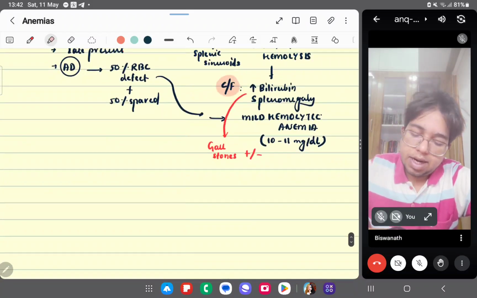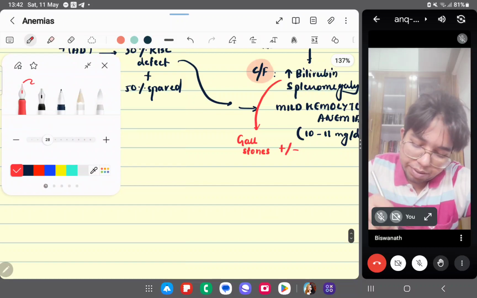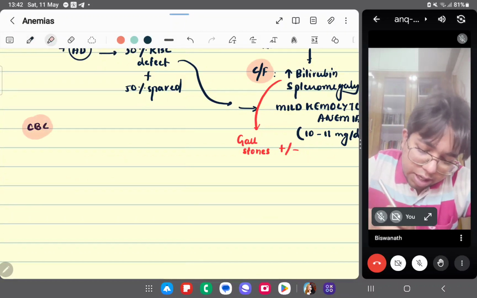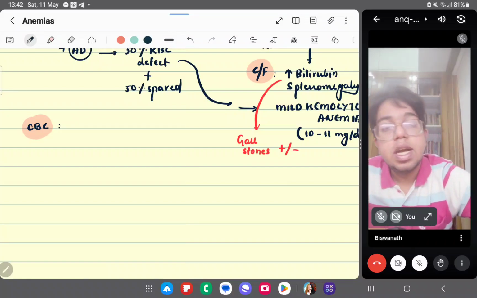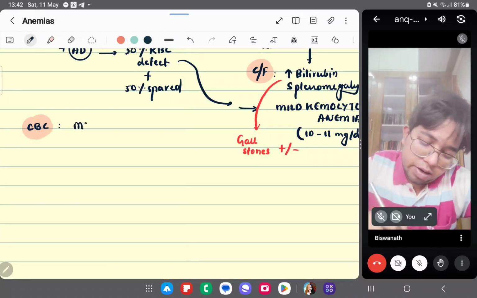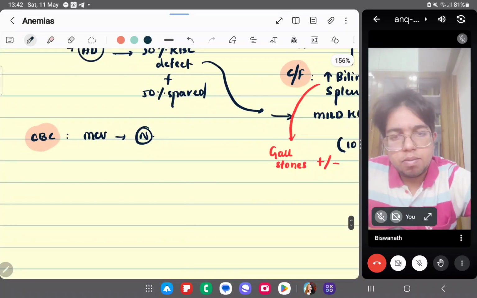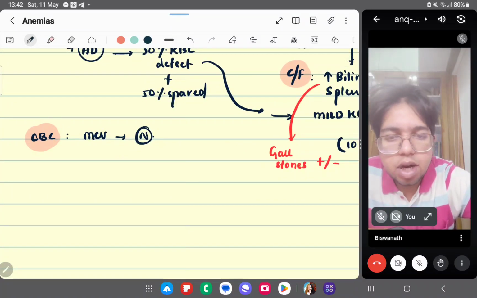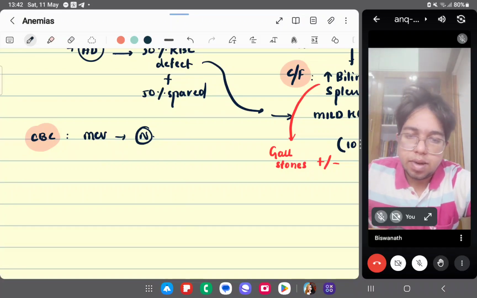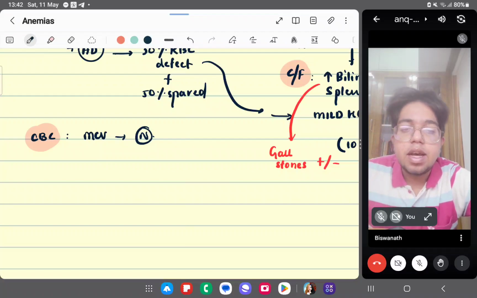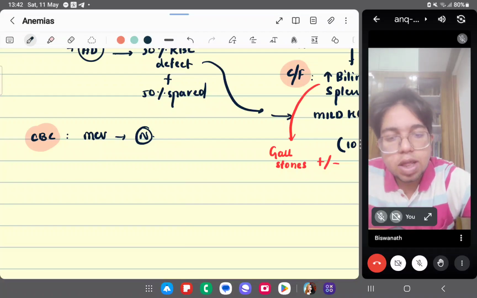After that, let's move into the CBC. So you ordered a CBC. If you ordered a CBC, what will be there? First thing, the MCV will be normal. Why? What is the effect on volume? Mean volume will never alter. If 50% are spared and 50% are affected, and you calculate the mean volume of all that, it will more or less be the same.